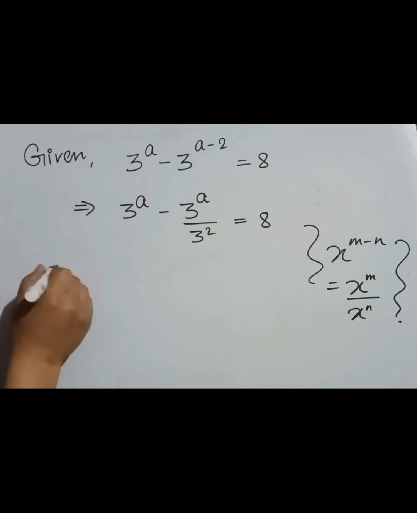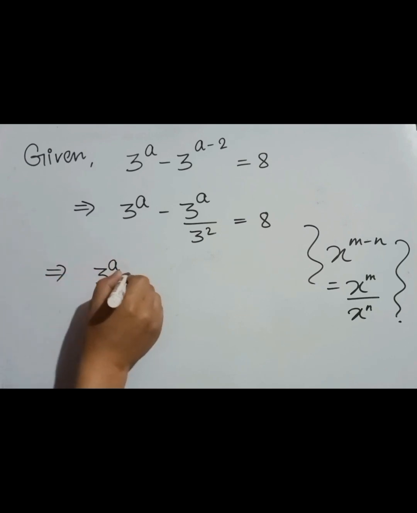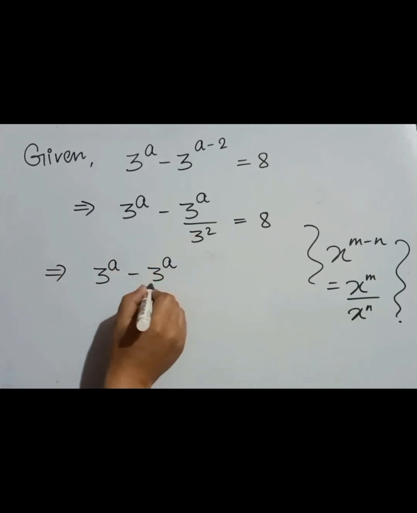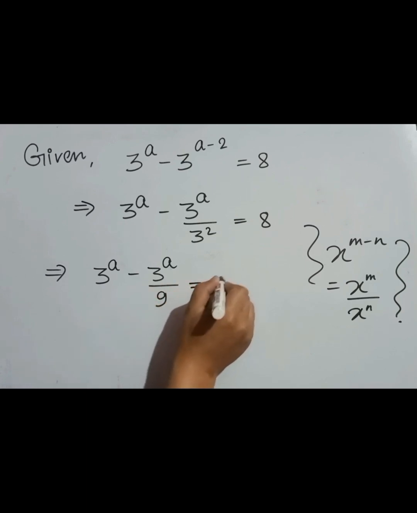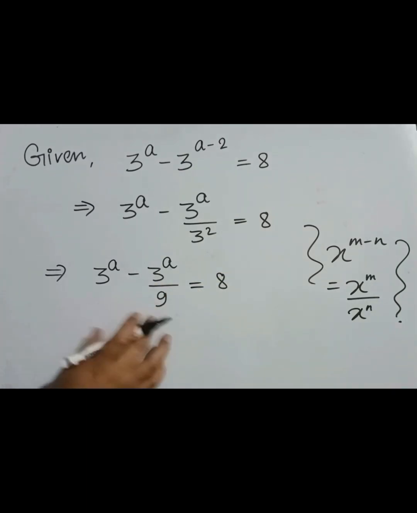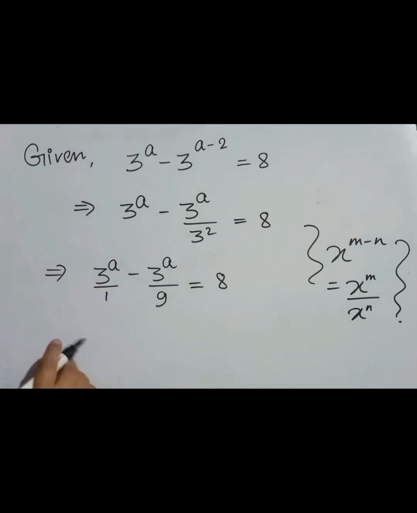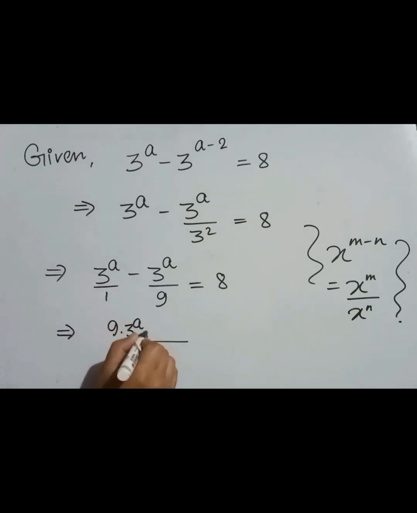Now in the next line, it becomes 3 raised to the power a minus 3 raised to the power a upon 3 square, which is 9, and this is equal to 8 on the right hand side. Again, there is 1 below the first term. We have to find the LCM of 9 and 1 to find the difference of these two fractions. Their LCM is 9. When we divide this 9 by 1, the quotient is 9, and 9 into 3 raised to the power a is 9 into 3 raised to the power a. Minus, for the second term, when we divide 9 by 9, the quotient is 1, and 1 into 3 raised to the power a is 1 into 3 raised to the power a. And this is equal to 8 on the right hand side.